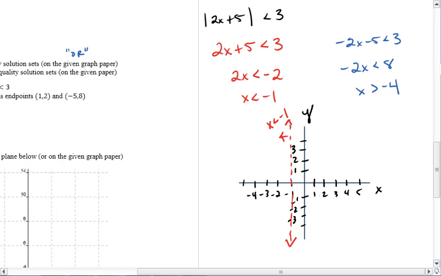Now for x is greater than negative 4, we get a dotted line at negative 4, and because it's greater than, we're going to shade everything to the right, which means for this absolute value, we're shading the space in between our two parallel lines. And that is my solution set.